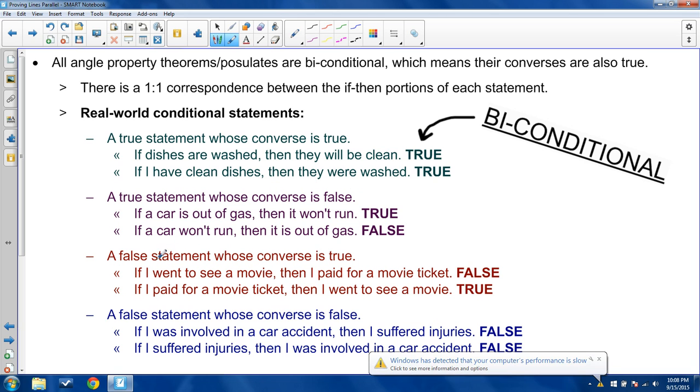A false statement whose converse is true. So basically what I do is I look at something that would be true as the converse and make that the original. So if I went to see a movie, then I paid for a movie ticket. Not necessarily. Someone else could have paid for you as you went together. You could have snuck in. Anyway, so it's false. If I paid for a movie ticket, then I went to see a movie.